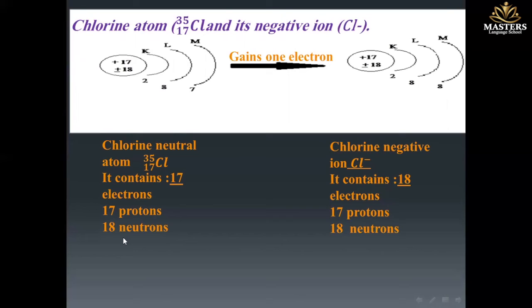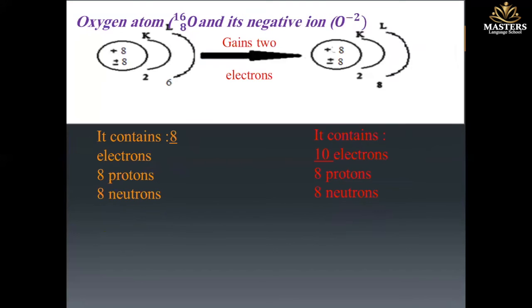And in this situation, the number of protons is less than the number of electrons by 1. And that's why the chlorine negative ion is Cl negative 1. Another example, oxygen atom and its negative ion. By studying the electronic configuration of oxygen atom, you have to know that it contains 8 electrons, 8 protons, and 8 neutrons.